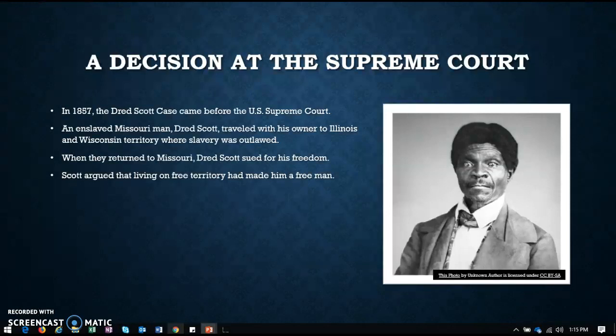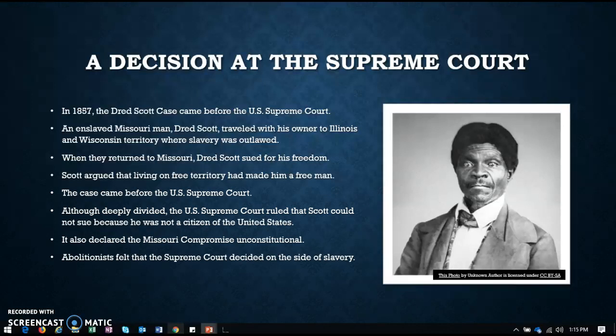So a decision of the Supreme Court. In 1857, the Dred Scott case came before the U.S. Supreme Court. So let's kind of talk about this. This man's picture here you see is Dred Scott. He was an enslaved man who traveled with his owner to Illinois and Wisconsin territory where slavery was outlawed. So he's traveling from a slave state to Illinois and Wisconsin territory where slavery was outlawed. Now, when they returned to Missouri, Dred Scott sued for his freedom. He said, hey, I was living on free territory. I'm technically a free man.